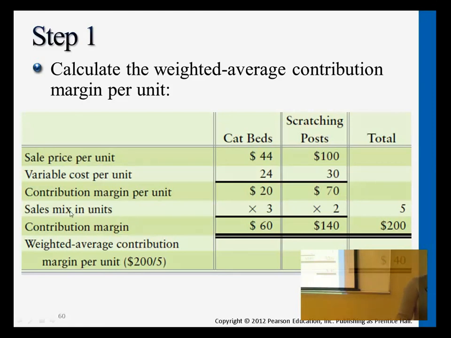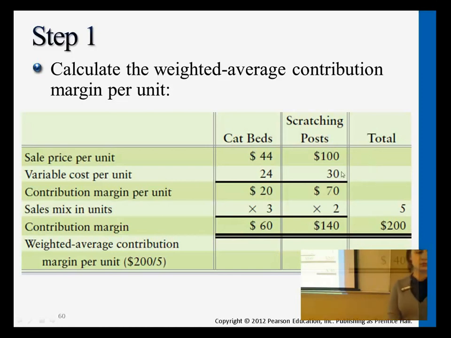We also have a number of different units in the mix. So we have 3 in cat bath and scratching post is a 2. So what we're going to do, we'll multiply the contribution margin per unit by the sales mix in units. And that's how we're going to get our contribution margin. All right? So the total is going to be $200. I took $60 and I added $140.